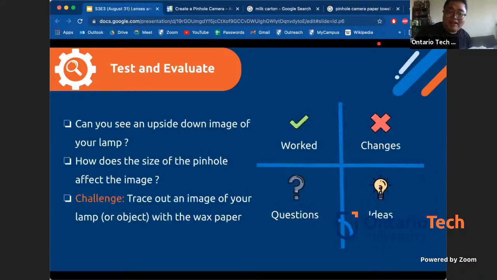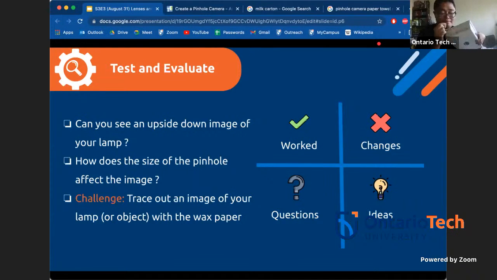This is the test and evaluate stage again. If you do create your prototype, I encourage you to test it out a bit more. Like I said, if you don't have parchment wax paper, try out different types of paper and see how the image quality is affected.